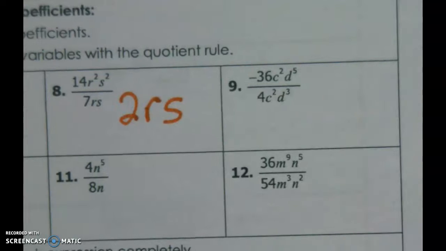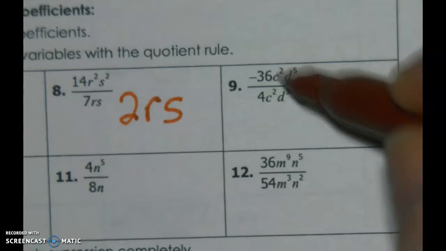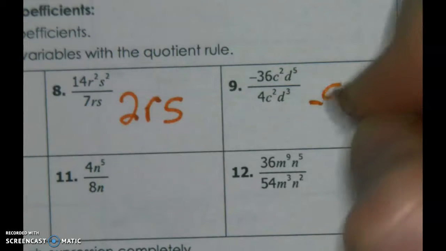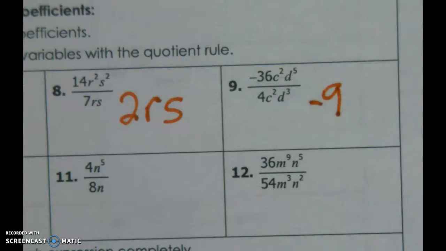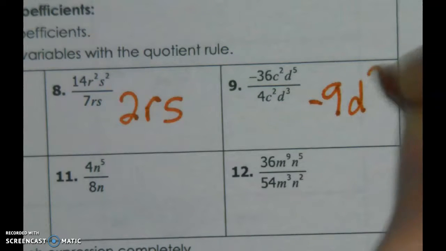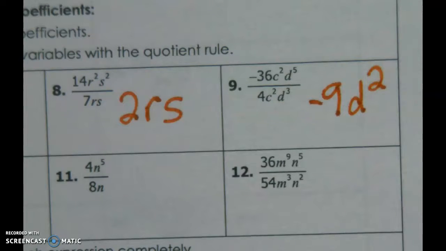So look at number 9. I know you're thinking, oh my gosh, it's so hard. No. Negative 36 divided by 4 is negative 9. The c squareds cancel out to a 1. And then d to the 5th over d to the 3rd gives us d squared. Now, look at 12.